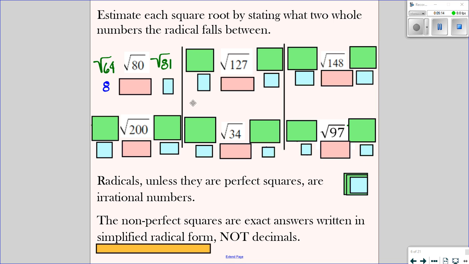You know that the square root of 81 is 9. So 80 is close to 81, so we would say like 8.8, 8.9. So it's approximately 8.9. Same thing with the square root of 127.